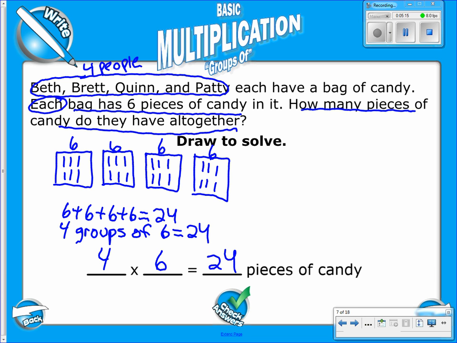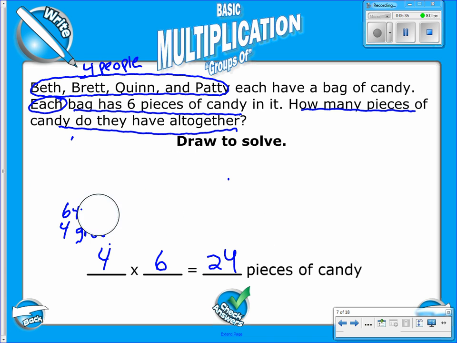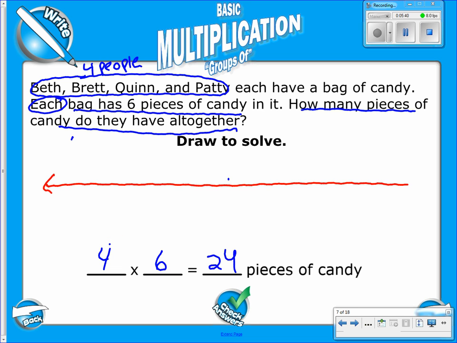Again, how we're writing it needs to match the models. I wouldn't want to say that I have 6 groups of 4, because that's not what I have. I have 4 groups of 6 in each group. Again, students also need to know the hops on the number line. So for my number line, I want to have 4 hops of 6. So I'm going to start with 0.